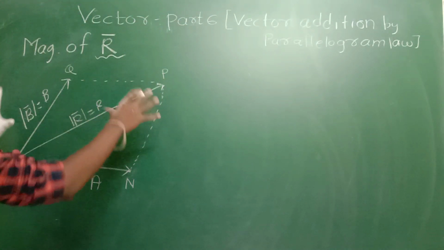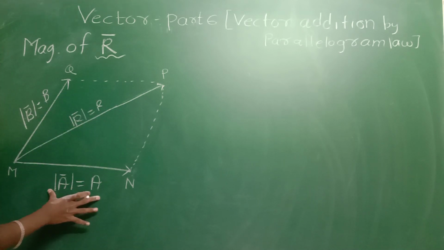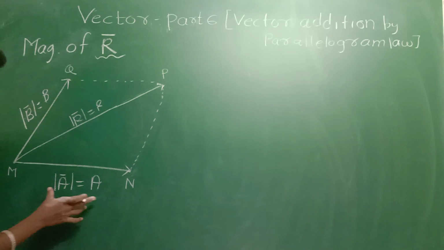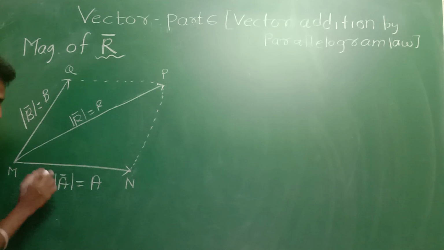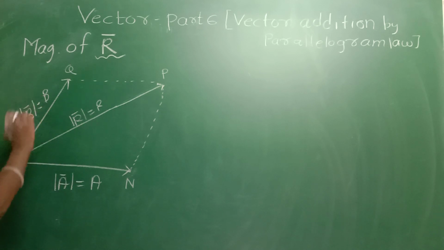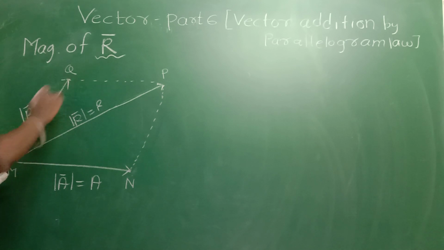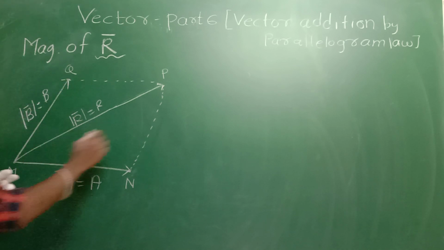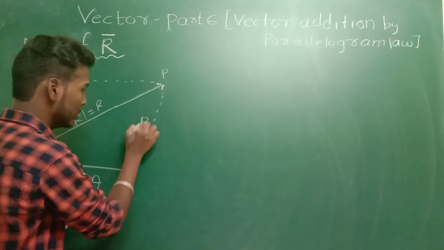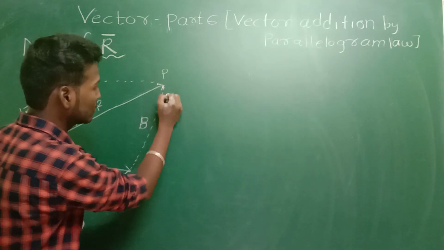Here I have made one structure which is a parallelogram. Let's say this vector is A bar. You can take A bar to this side or this side, it doesn't matter. The magnitude of this vector is A. Similarly, the magnitude of vector B is B, and the magnitude of the resultant vector is R. So if this is B, if its magnitude is B, then definitely this magnitude will also be equal to B. Okay, so I will make some changes like this.